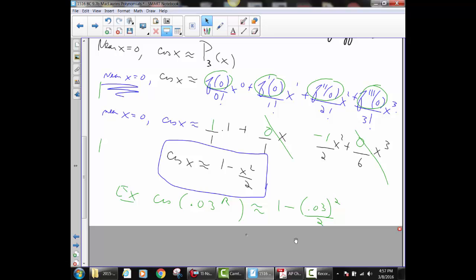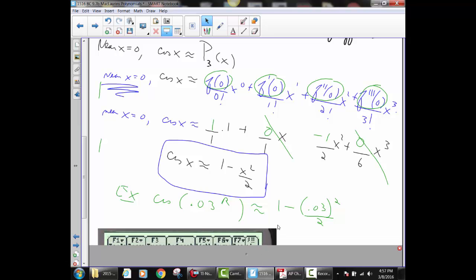So now you could use that formula to actually approximate the value of the cosine of a number near 0. Remember, it has to be near 0. So for example, you could say the cosine of 0.03 using it as a third degree polynomial. It's just that the term of degree 3 happens to be 0. That would be 1 minus, and then we'd plug in this number. This would be a lot easier than trying to figure it out on your own, which you would not be able to do.